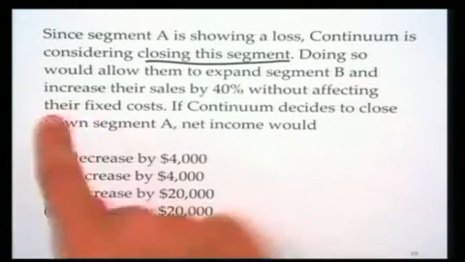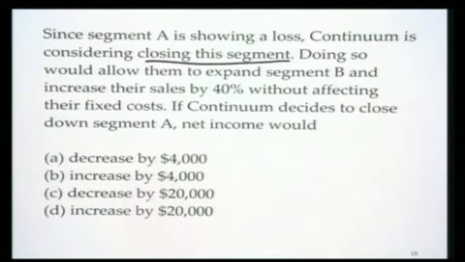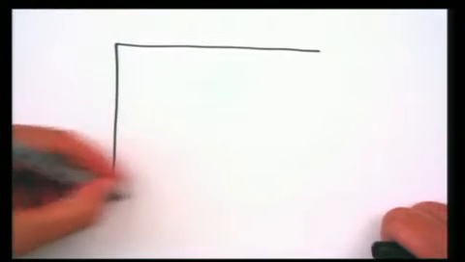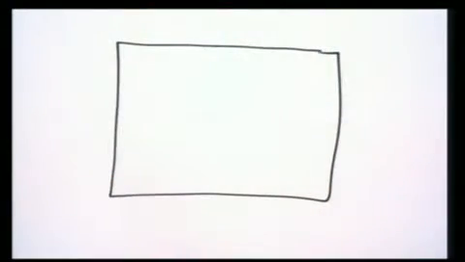So, doing so would allow them to expand Segment B and increase their sales by 40% without affecting the fixed costs. If Continuum decides to close down Segment A, net income would... Well, let's see. Now, this is the problem with this example, is it's a what? Yeah, it's a word problem, right? It's not giving it to me in a nice, normal fashion. So I have to construct this on my own.